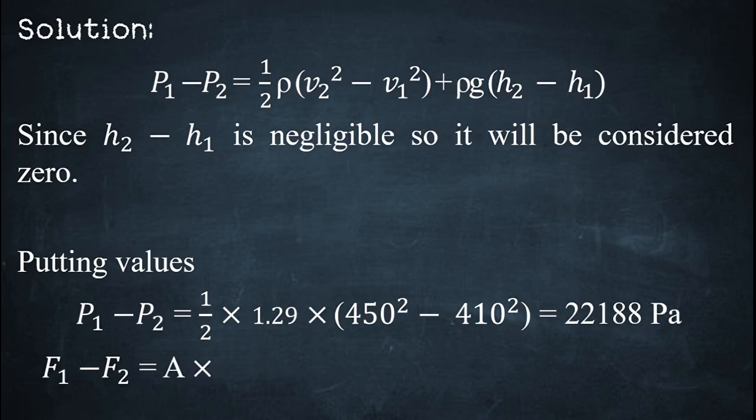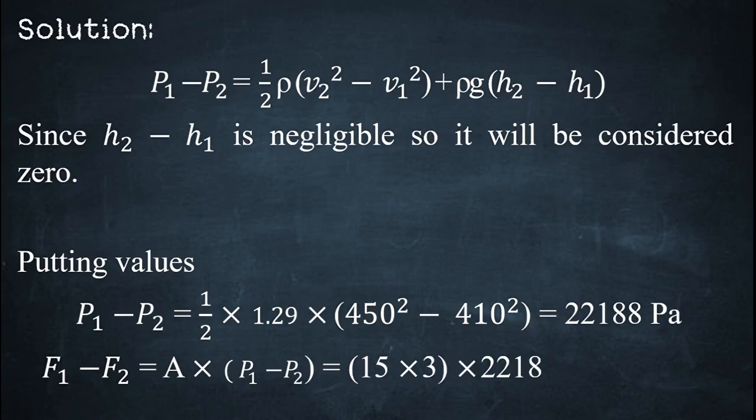As I have already told, lift is basically equal to F1 minus F2. That is equal to area times pressure difference. Area here will be equal to length into width. Length of wing is 15 and its width is 3. So 15 multiplied by 3 multiplied by the pressure difference, which is 22188. Multiplying all these values, we will have the value of lift equal to 998460 newtons. You can convert or write it in scientific notation as 9.98 into 10 raised to power 5 newtons.